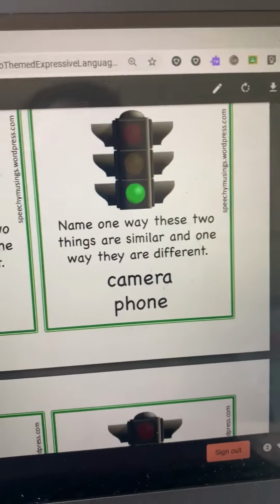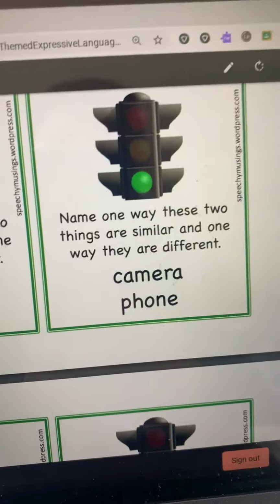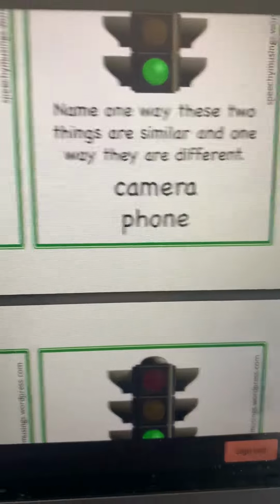All right, one way these two things are similar and one way they are different. A camera and a phone. Now, I know your kids aren't gonna know, just like my kids don't know, that these things were very different back in the day, but now they're much more similar. They're the same because they're both types of electronics. They're different because the camera is used to take pictures and a phone is used to make phone calls. Of course, now we have cell phones which do all of the above, but that is how they're different.